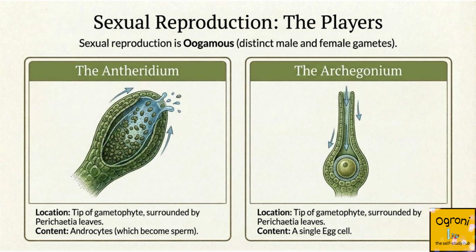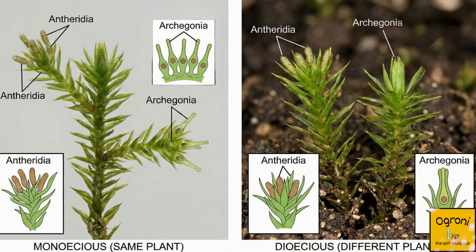Sexual reproduction. Sexual reproduction in bryophytes is oogamous. The male reproductive organ is the antheridium and the female reproductive organ is the archegonium. Male gametes are produced inside the antheridium and the female gamete is produced inside the archegonium. Antheridium and archegonium may be present on two different branches of the same plant, or they may be present on two different plants altogether. In that case, we have a separate male plant and a separate female plant.